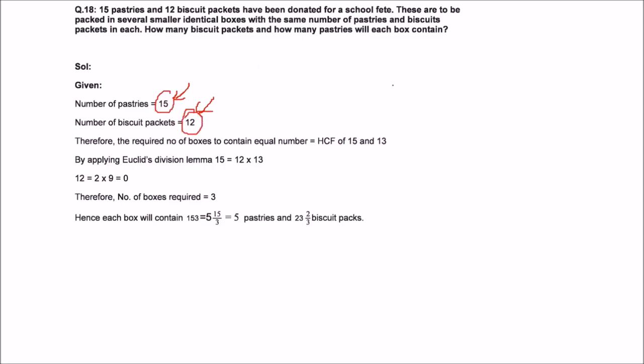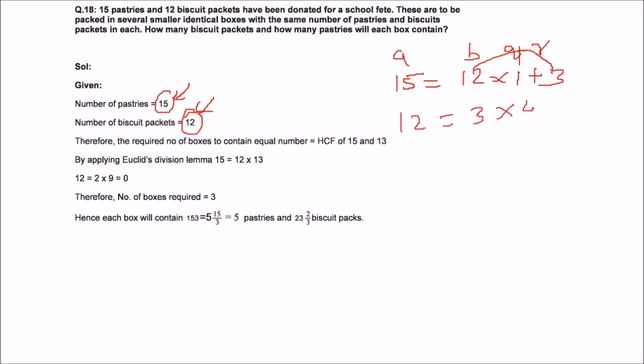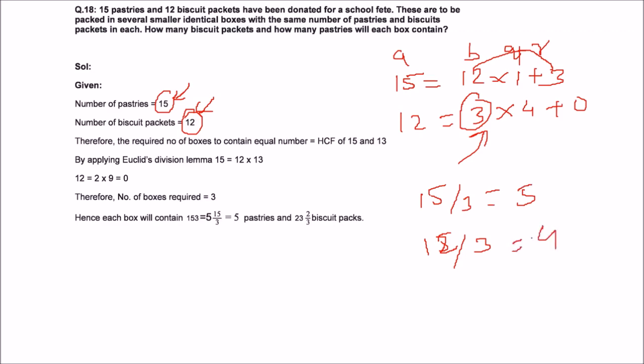So finding the HCF, see, 15 can be represented in the form of 12 like this. This is A, this is B, this is Q, this is R. So you get 12 into 1 plus 3. So we have to do it for 12. So 12 is 3 into 4 plus 0. So what do we get? We get 3 as the number of boxes, which is the HCF. And in order to find out how many in each box, we can easily find out. See, 15 divided by 3 and 12 divided by 3. So 5 are the pastries and 4 are the biscuits.